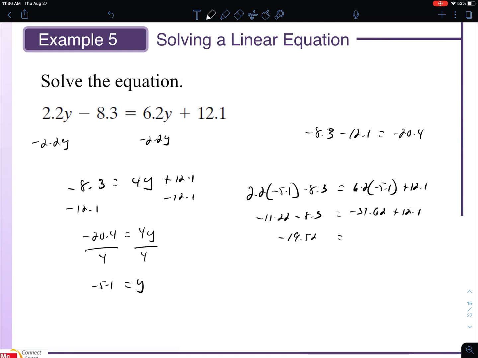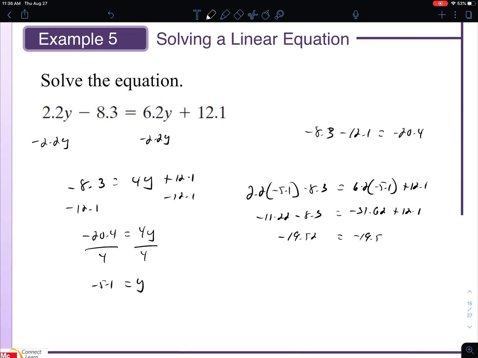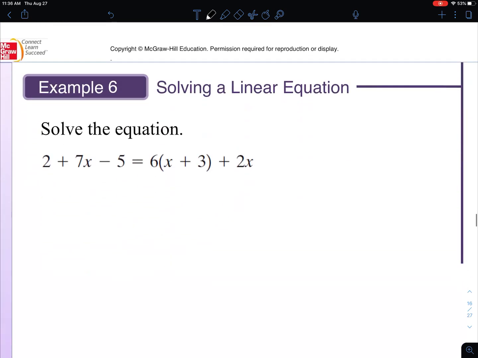So here we have negative 31.62 plus 12.1, negative 19.52. And so we get the same value on both sides. So I did make a mistake earlier, but the answer is negative 5.1. So always double check your work.